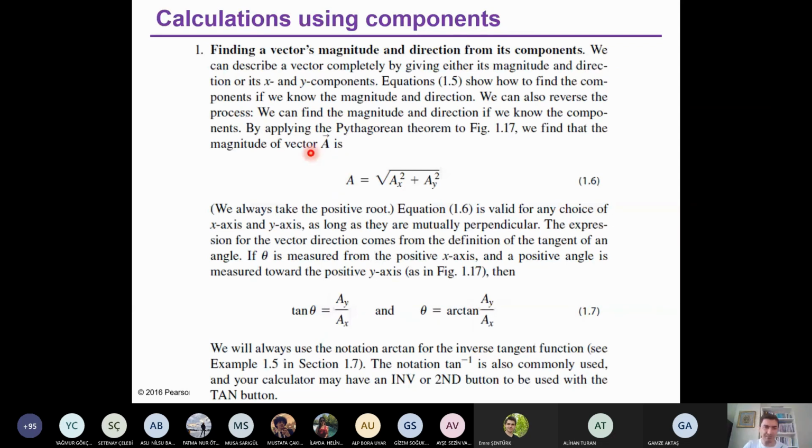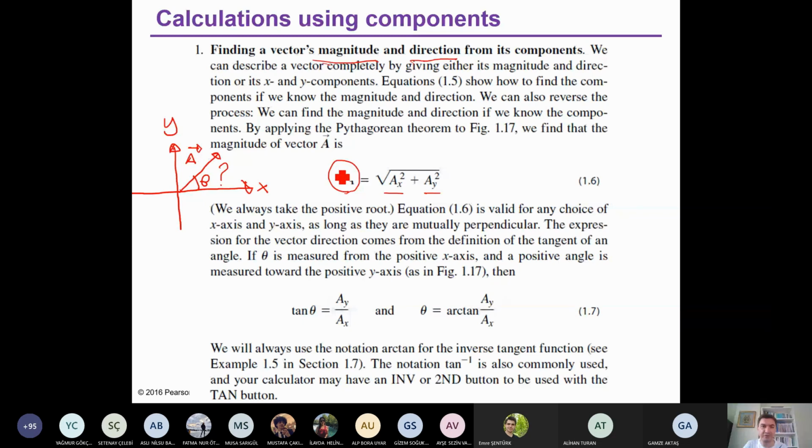Let me draw here. This is the y-axis, this is the x-axis, this is the positive x direction, this is the positive y direction, and here I have a vector, and here we have the theta angle. In the question, the x component is given and the y component is given, and the question asks what the magnitude of the A vector is and what this angle is. So you can calculate the magnitude and direction from the components of this A vector.